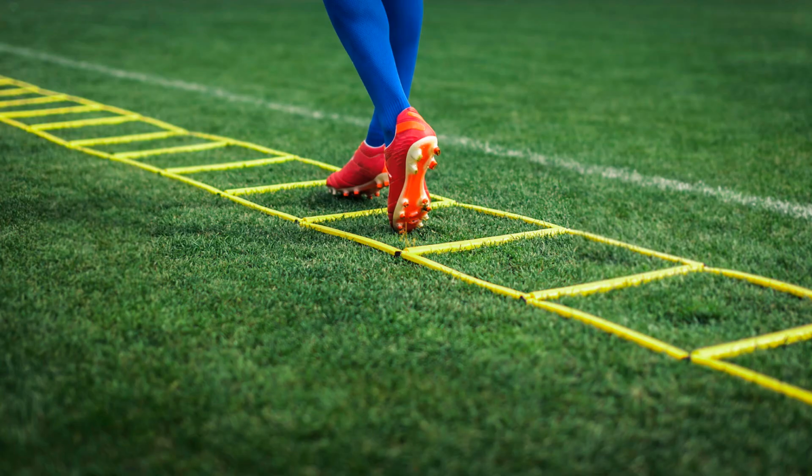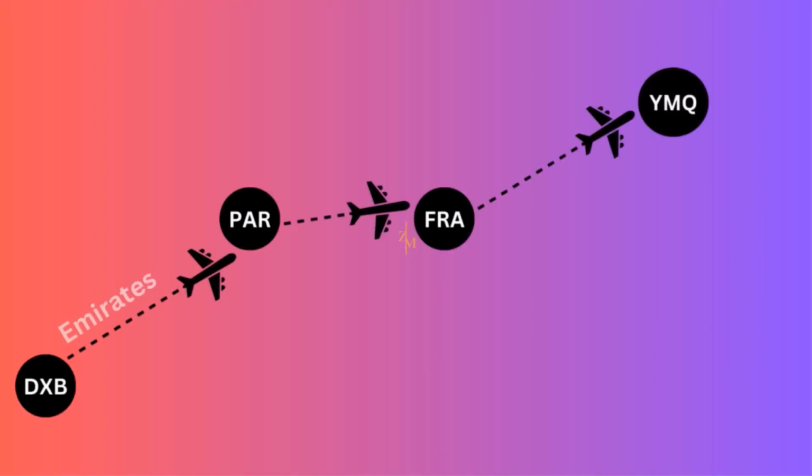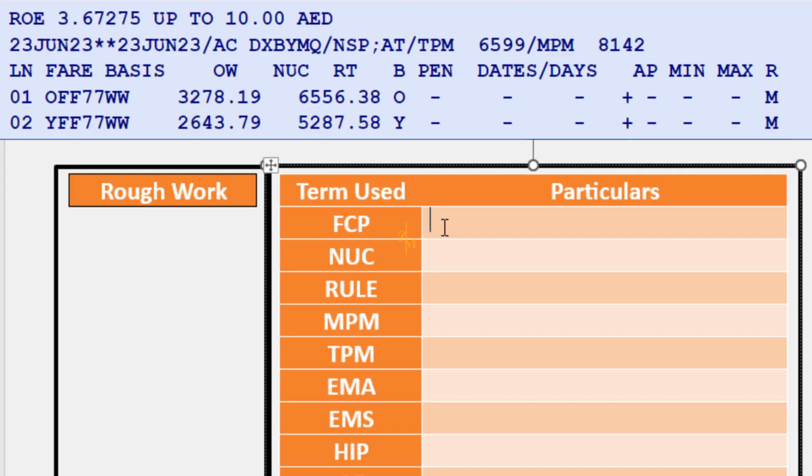By following these steps, you will gain valuable insights into how fares are determined and be able to make more informed decisions when booking your flights. Step 1. Fare Construction Point, FCP. The journey starting point and destination are key factors in fare construction. In this example, the journey begins in Dubai, DXB, and ends in Montreal, YMQ, with a stopover in Paris, PAR, but no stopover in Frankfurt, FRA. This routing falls under IATA Area 2 to Area 1, involving crossing the Atlantic Ocean and applying the Atlantic routing.